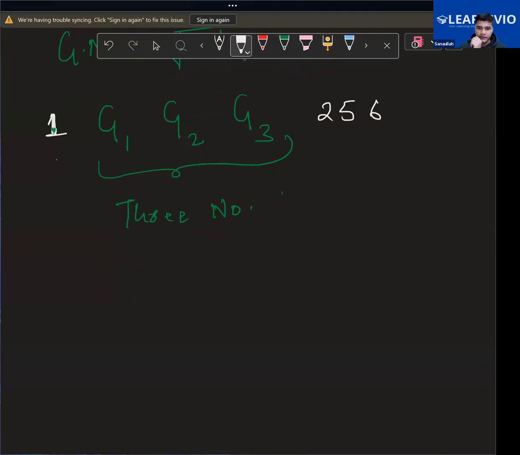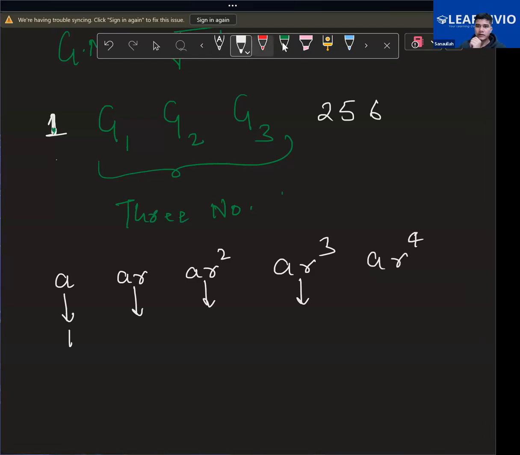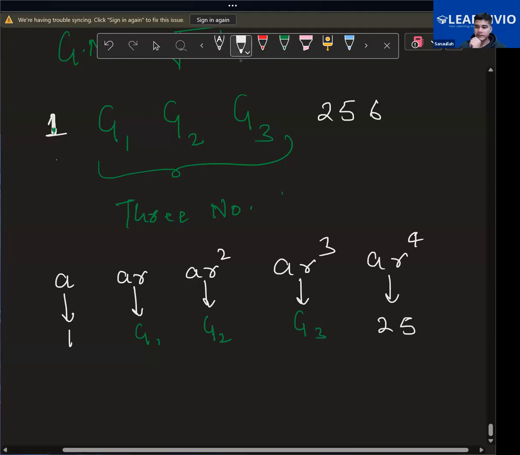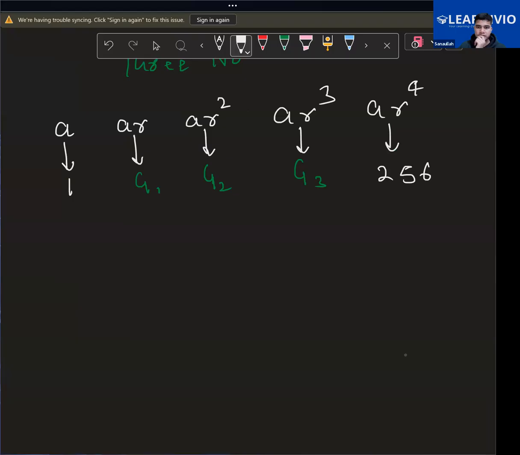This is the first term. Let's say this is the first term, a, then ar, ar square, ar cube. So a is 1, ar is G1, and ar to the power 4 also. This is G1, this is G2, and this is G3. And we have a4 is 256. Now what do we have? We have a is equal to 1.